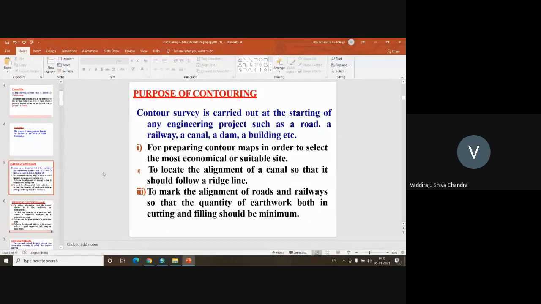The major purpose is that it's carried out at the starting of any engineering project, such as a road, a railway, a canal, a dam, and a building. Whatever construction activity you take, in 99.99% of cases, it involves contouring and leveling, because there is definitely an activity of earthwork excavation or filling in any project. It is also required to determine which is the most economical or suitable site. What do we mean by this most economical or suitable site?